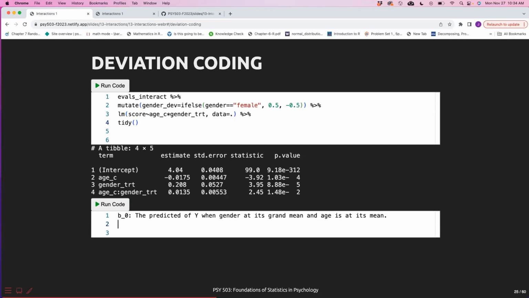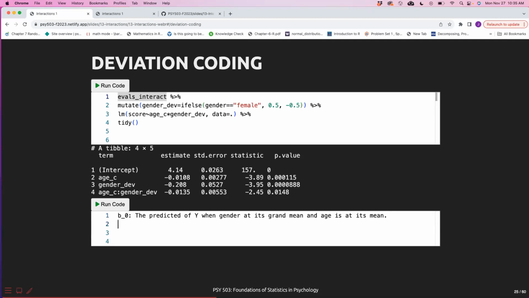Gender TRT in the model. Oh, you're right. Good looking out. That's better. So B0 is the predicted value of Y when gender is at its grand mean. So now it's not any longer at its mean for that particular female group. Now it's just at the grand mean and age is at its mean.